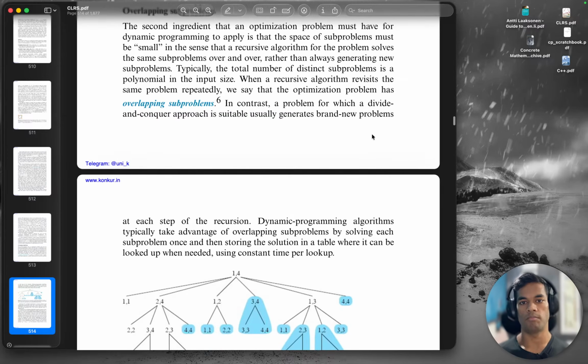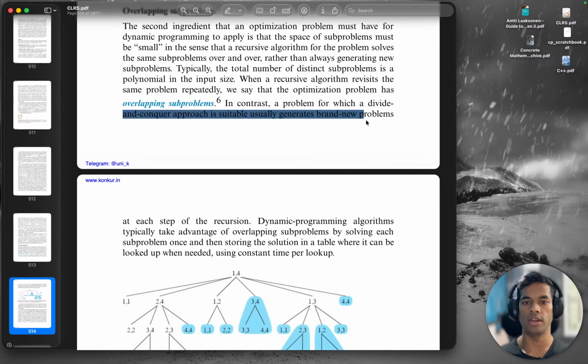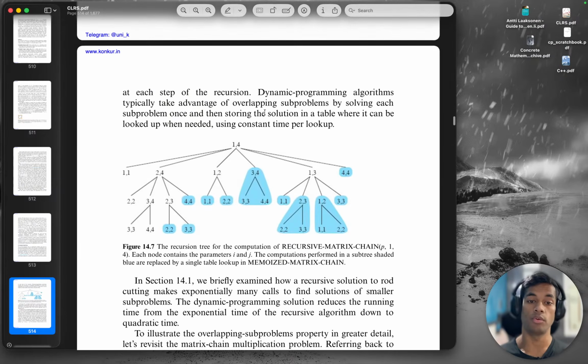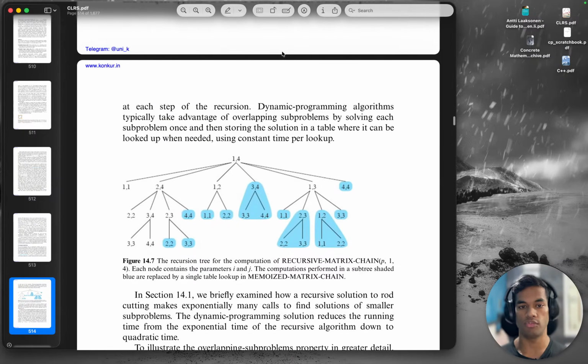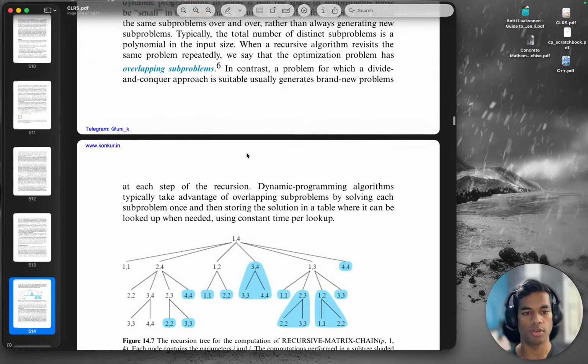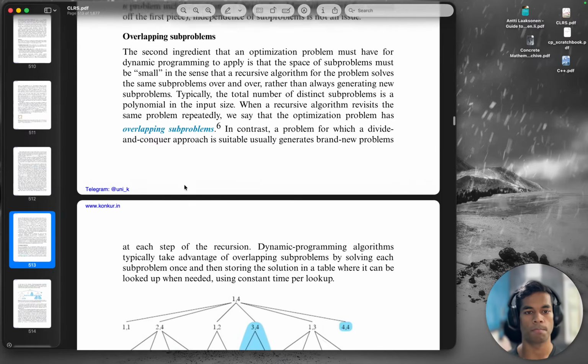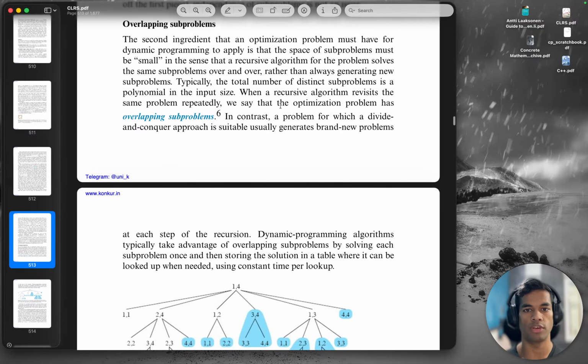In contrast, a problem for which the divide and conquer approach is suitable usually generates brand new problems. For merge sort, the problems do not overlap; every time a new problem is created. And in those cases, we use the divide and conquer approach.